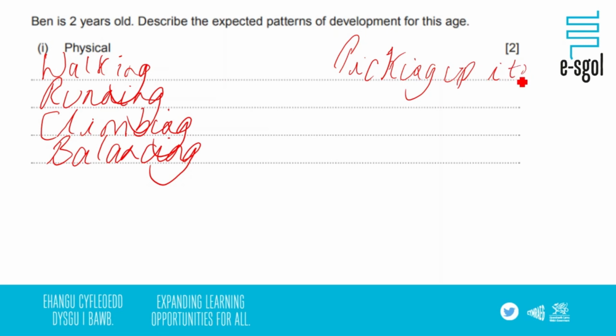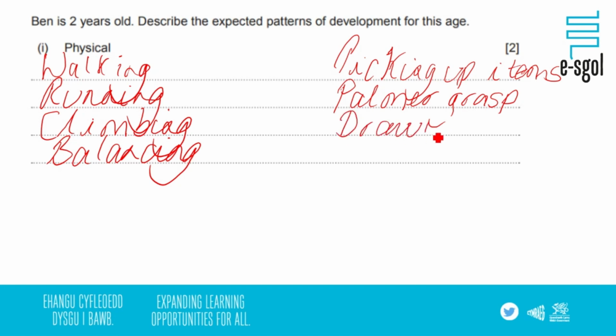Sorry, my handwriting is not the best. Okay, so picking up items. Okay, and maybe using the palm grasp, which is the full fist in picking items up. I could perhaps be drawing or scribbling. Okay, and I could also be playing with toys.